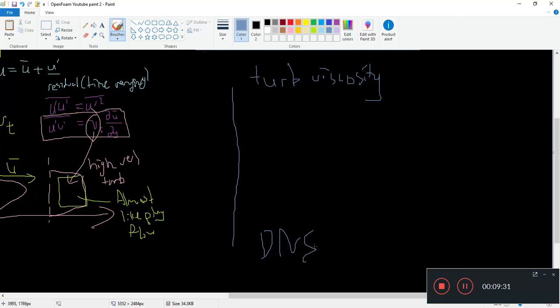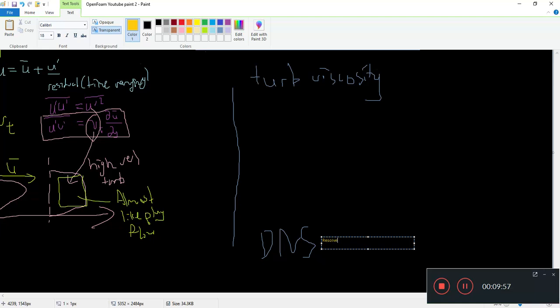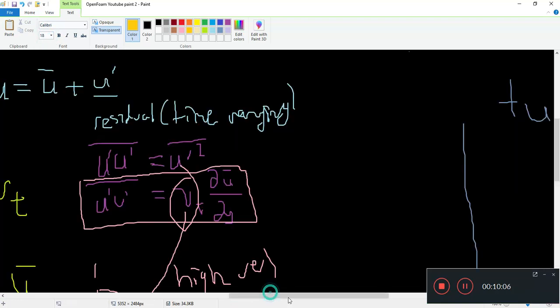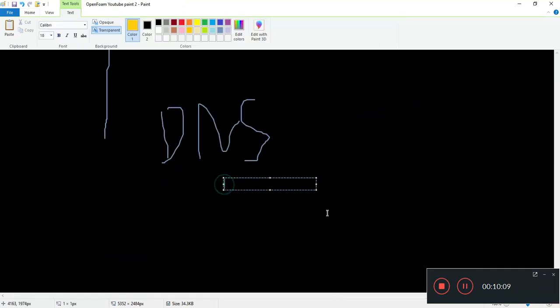DNS is direct numerical simulation, so it solves the Navier-Stokes equations directly, and it will resolve every single bit of turbulence that happens on every single scale completely. But this takes up a lot of computation power. So this one resolves all turbulent phenomena.